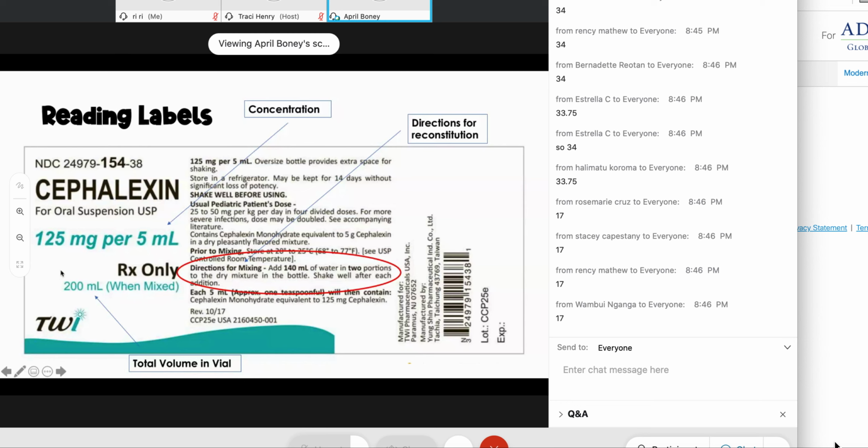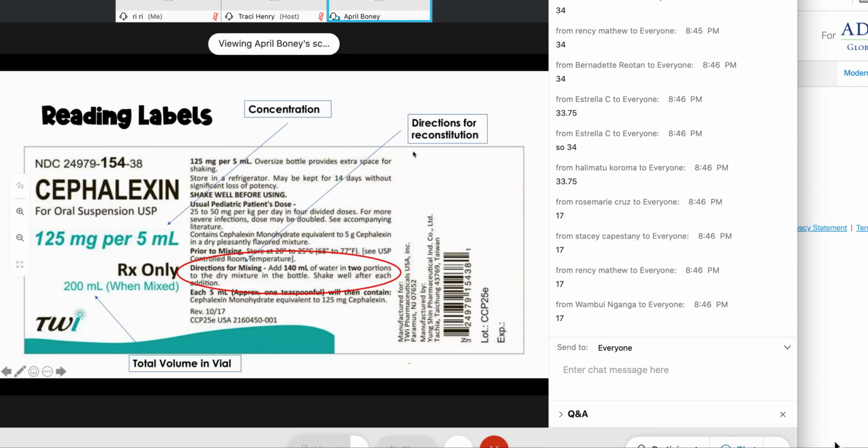Now, a lot of students will get confused because of this right here, and they'll say, oh, this is my concentration, 200 milliliters. But this is, once you reconstitute this powder into a liquid, what you have is 200 milliliters in the bottle. That's not your concentration. Your concentration is always a unit of measure in so many milliliters. And in this case, it's 125 in 5 milliliters.